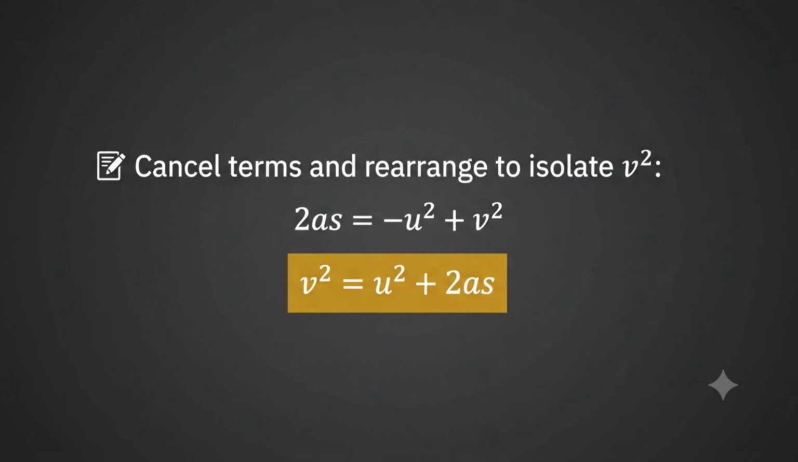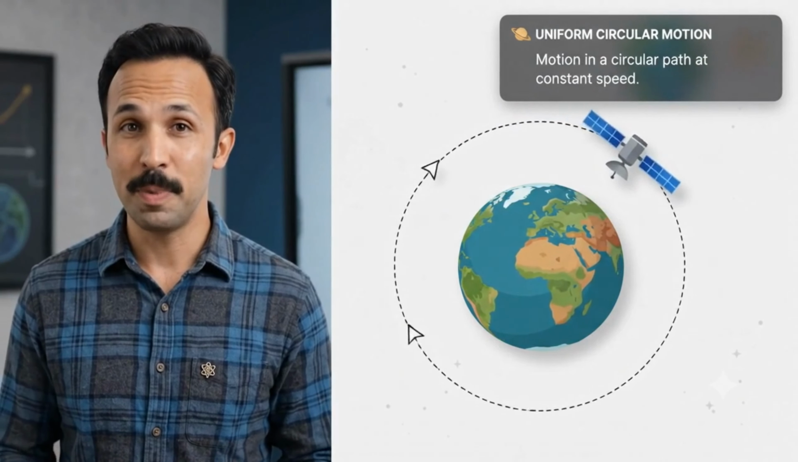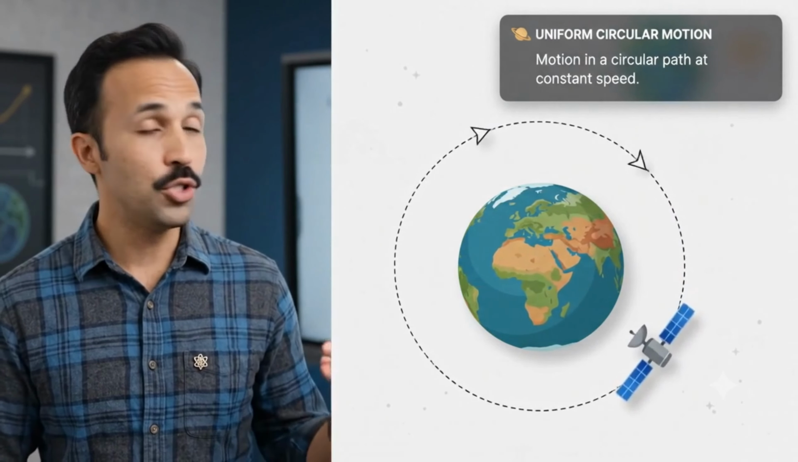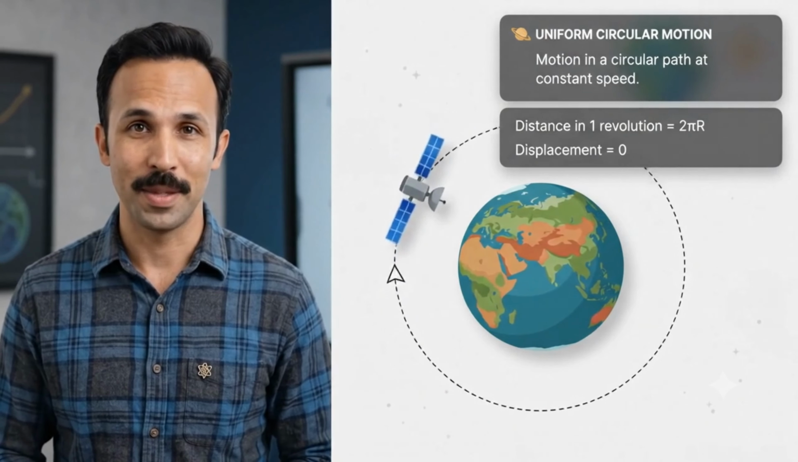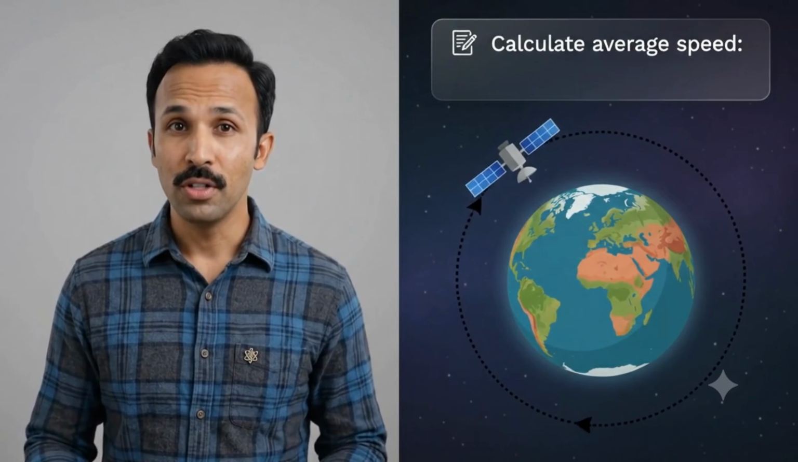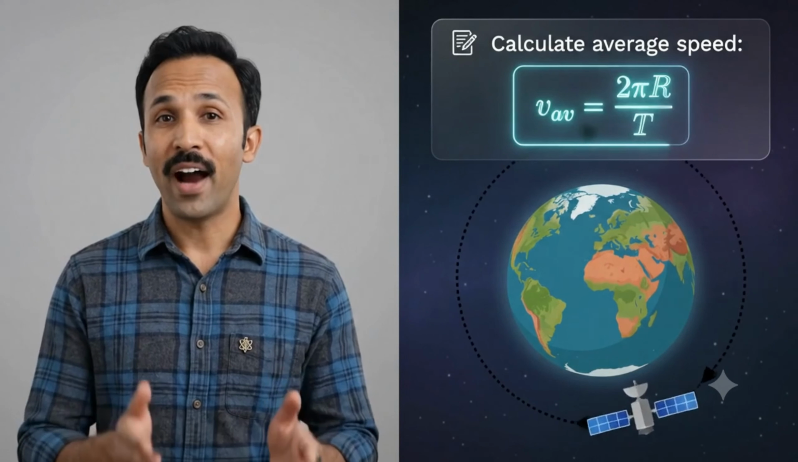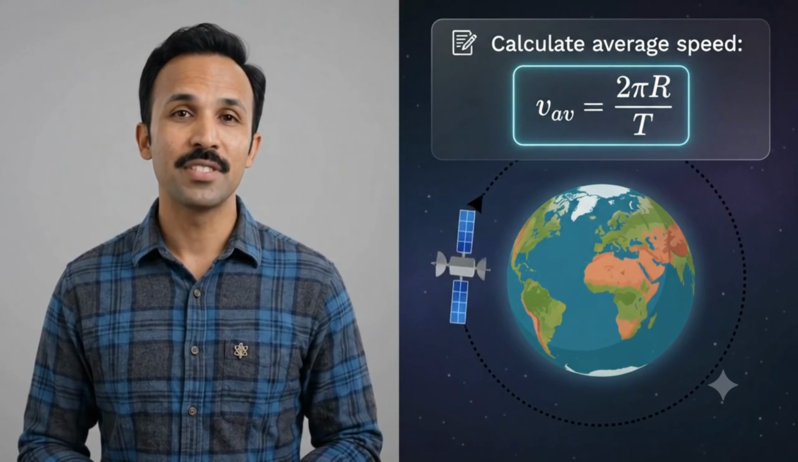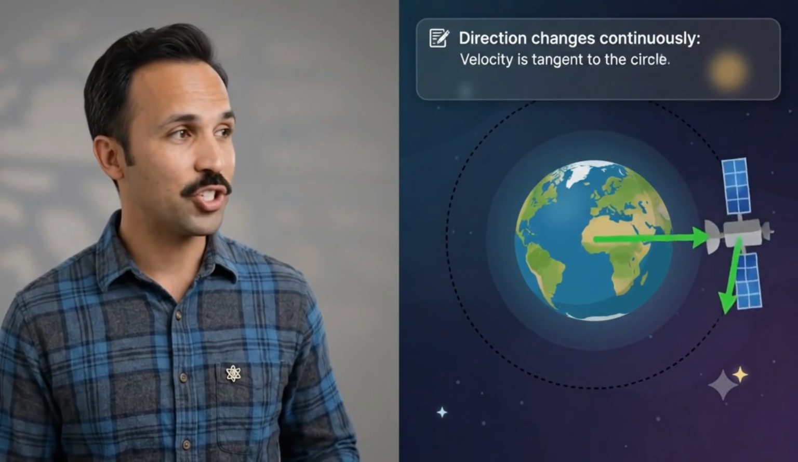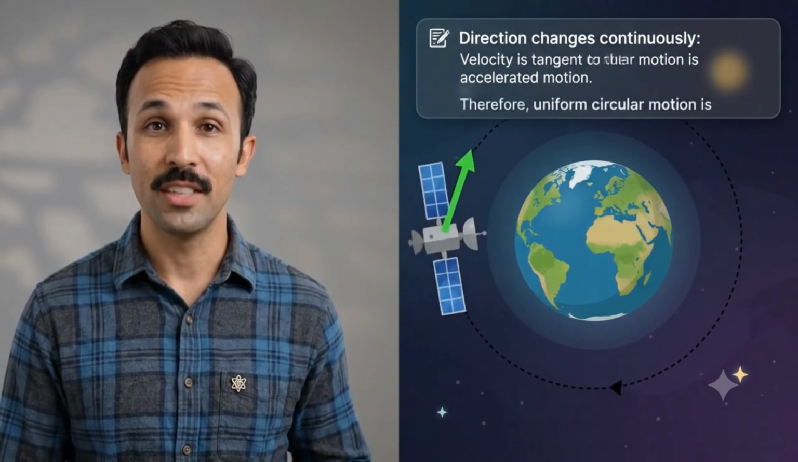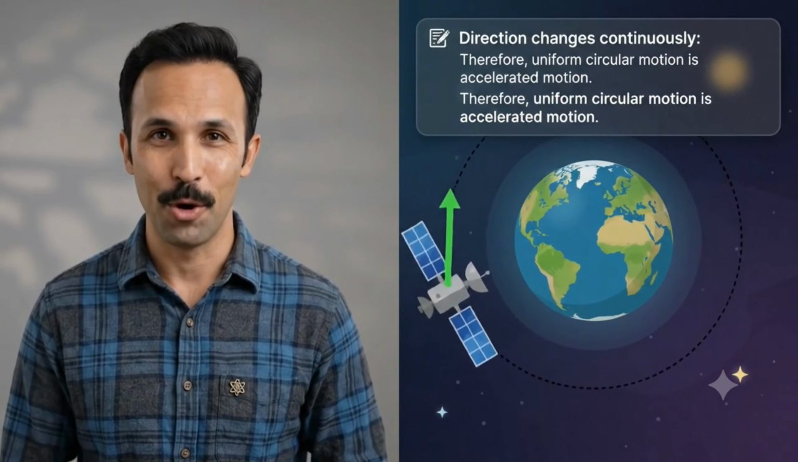and final kinematic equation. When an object moves in a circular path with a constant speed, like this satellite, it undergoes uniform circular motion. Completing one full revolution yields zero displacement. Because the path is a circle, the total distance is the circumference, 2 pi r. Dividing this by the time period t gives us the average speed. Even though the speed is constant, the satellite's direction continuously changes along the tangent in the direction of motion. Therefore, uniform circular motion is always considered an accelerated motion.